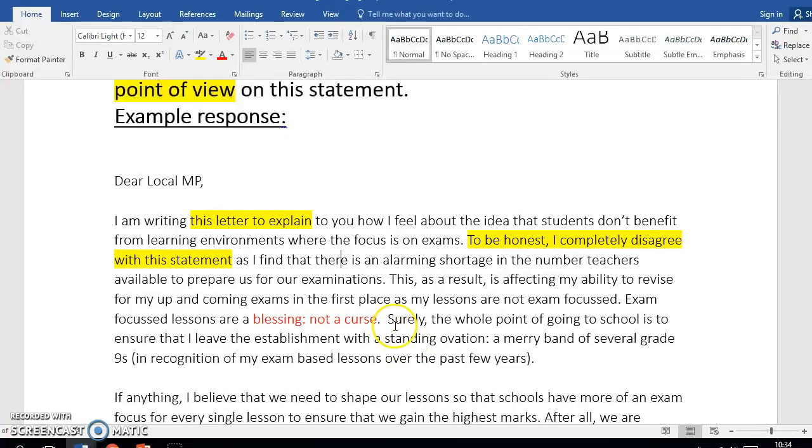And we've got those connectives. Surely the whole point of going to school is to ensure that I leave the establishment with a standing ovation.